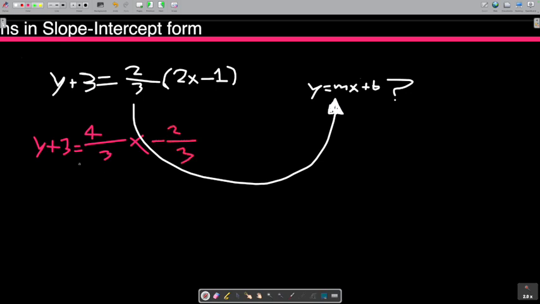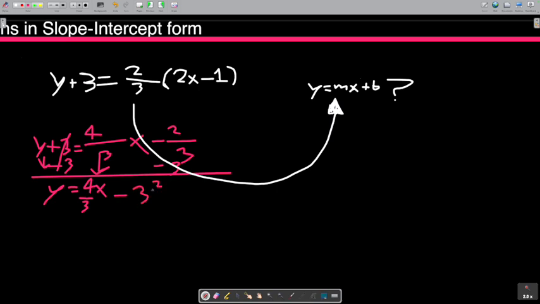And now we can just minus 3 to both sides. So minus 3, minus 3. So these cancel. Bring down y, bring down 4 over 3x, so y equals 4 over 3x minus 2 over 3 minus 3. Now what is negative 2 over 3 minus 3? Well, think about it. That's just going to be 3 and 2 over 3. So it's going to be minus 3 and 2 over 3 as a mixed number.